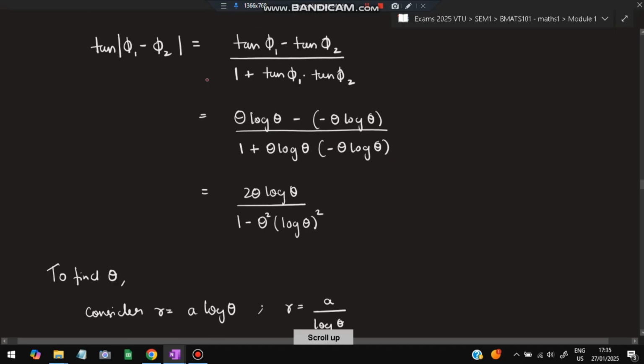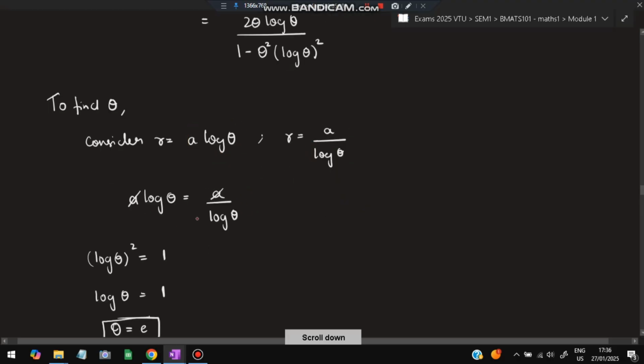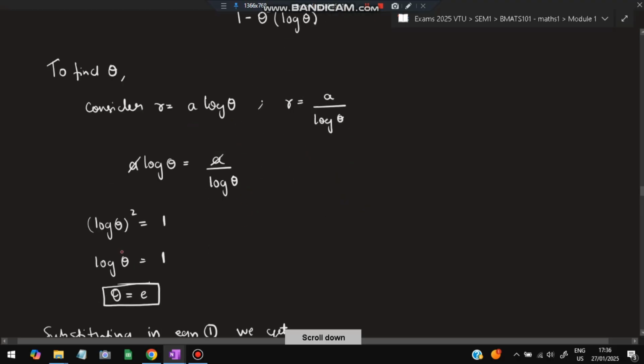After that, your third step. Second step was what? Take this formula. Third step is to find theta, substituting r is equal to a log theta and r is equal to a by log theta. Now since r is equal to a log theta and r is equal to a by log theta, equate both of these and find out the value of theta.